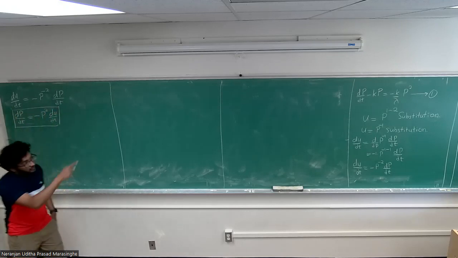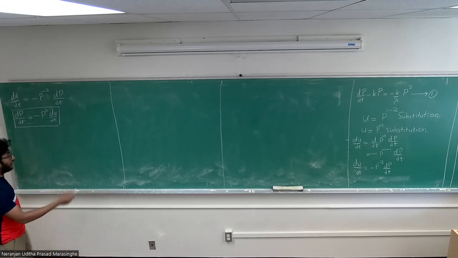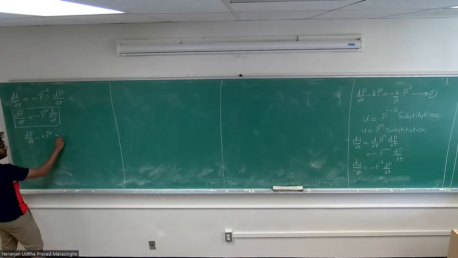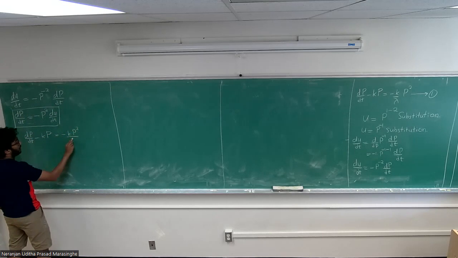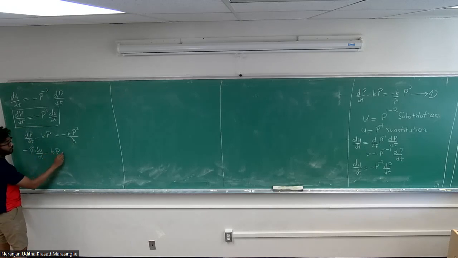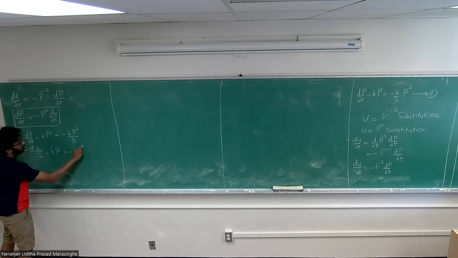Now I would go back to equation number 1, my original differential equation. That is dp over dt minus k times p is equal to minus k times p square divided by lambda. Okay. Now let's plug this one in. dp over dt is this one, negative p square du over dt, times p is equal to negative k times p square divided by lambda.